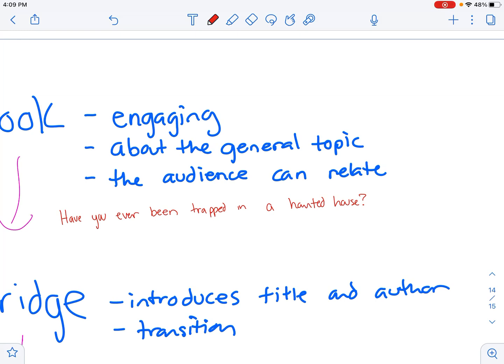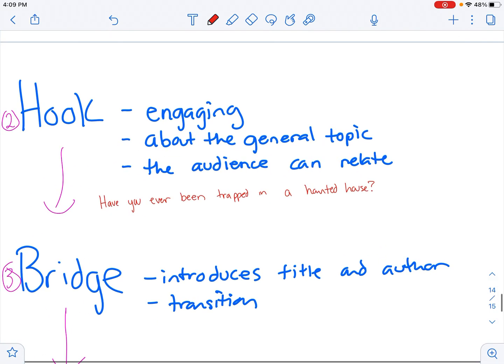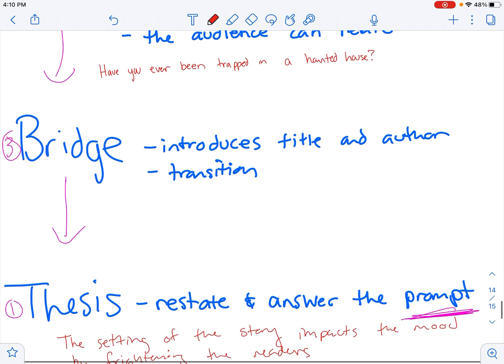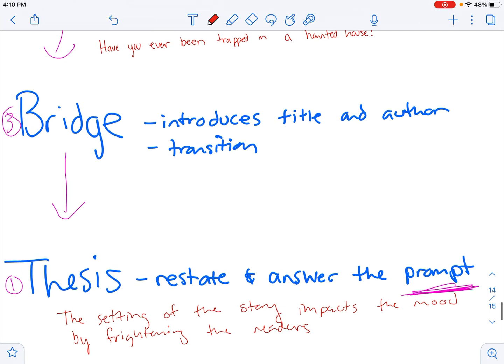So they're either going to say, no, of course I've never stayed in a haunted house. Or they're going to say, actually, there was this one time where I'm pretty certain. So we've pulled readers in automatically right away by asking a question like this. But if we were to go from saying, have you ever been trapped in a haunted house, to the setting of the story impacts the mood by frightening the readers, there's no real link here. There's no real connection, okay? That's what our bridge is for. The bridge is the ultimate transition.